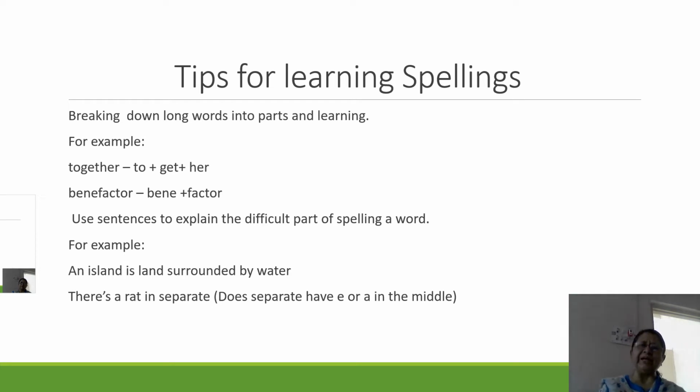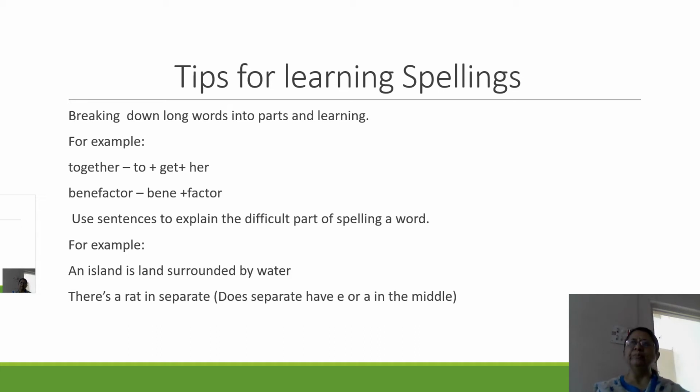Then the second way is you can use sentences. You can frame some meaningful sentences in your mind to explain the difficult part of the spelling of a word. For example, you have island.